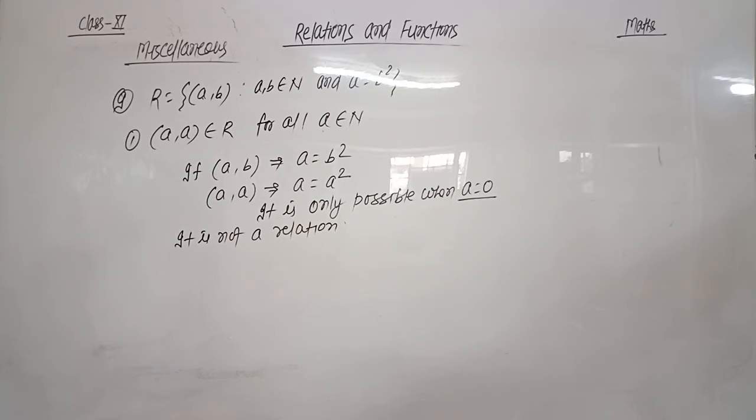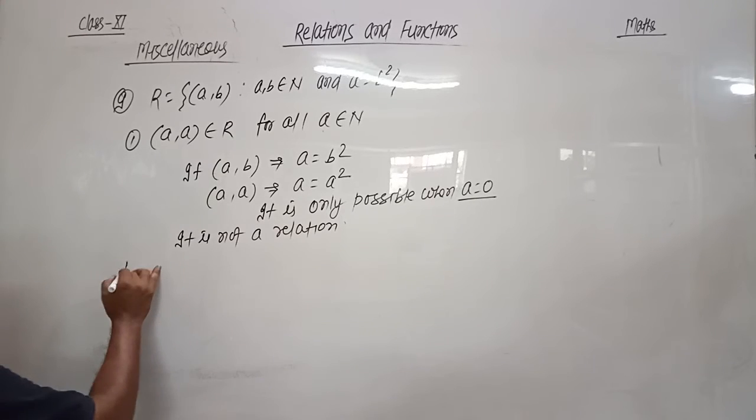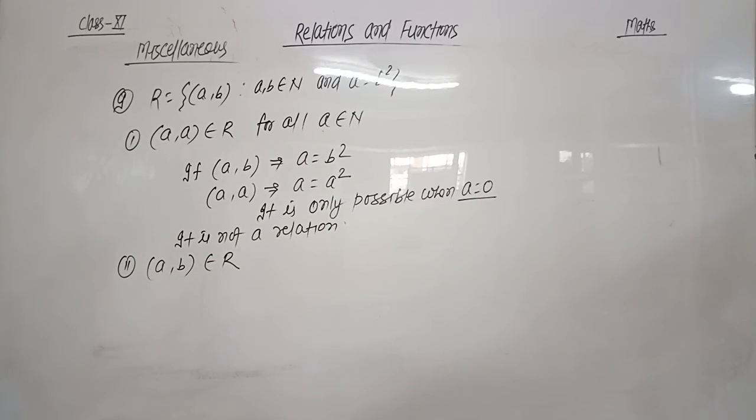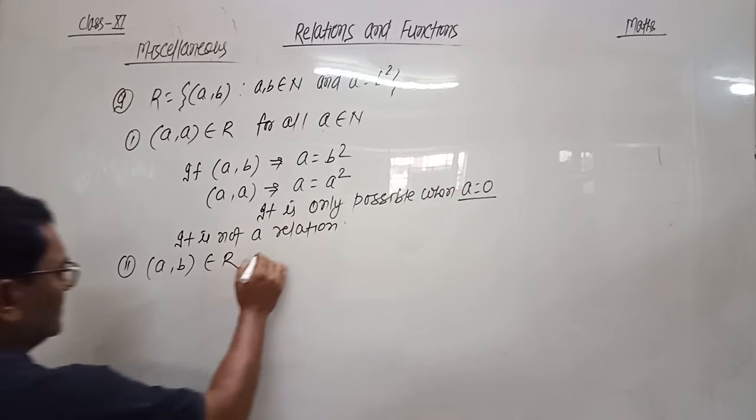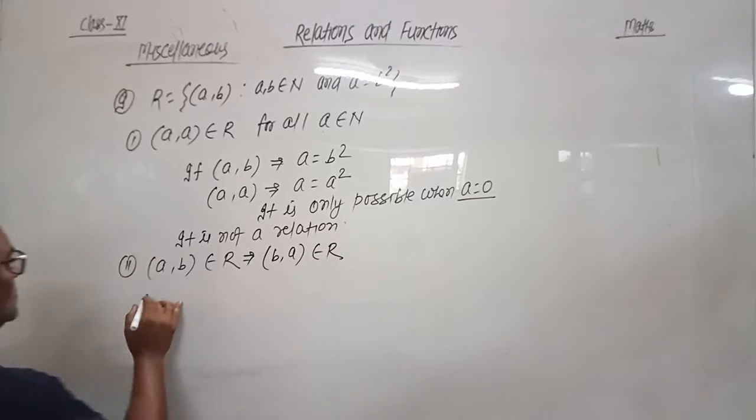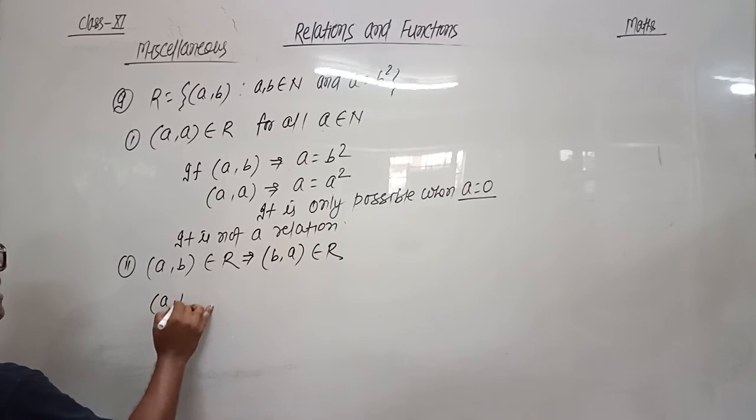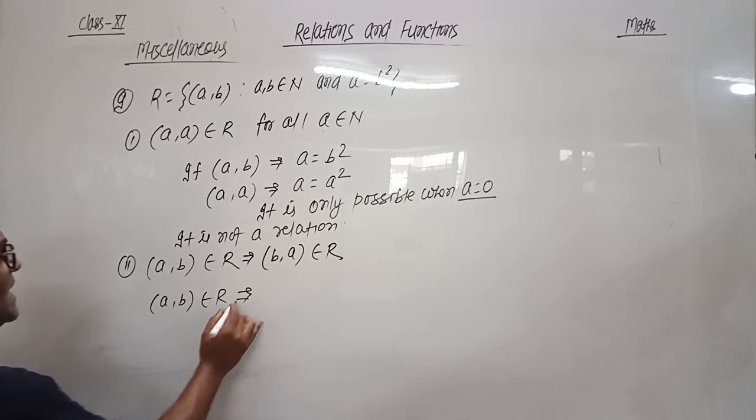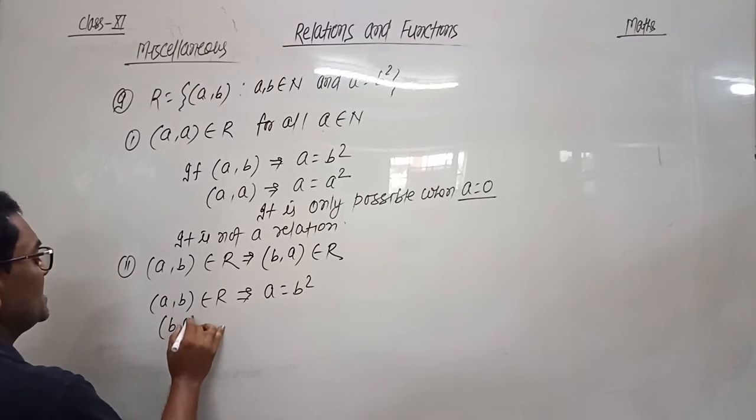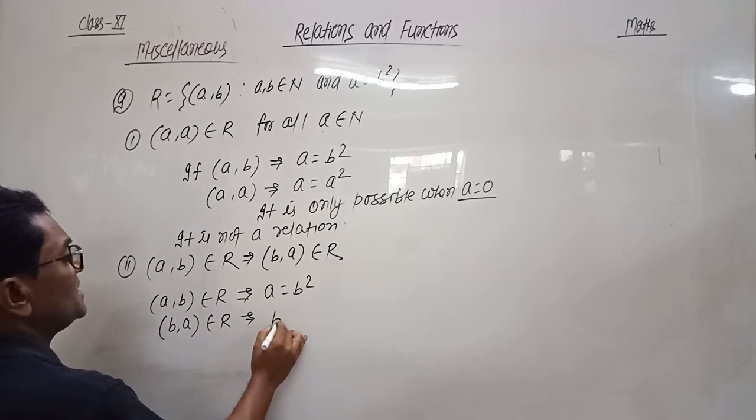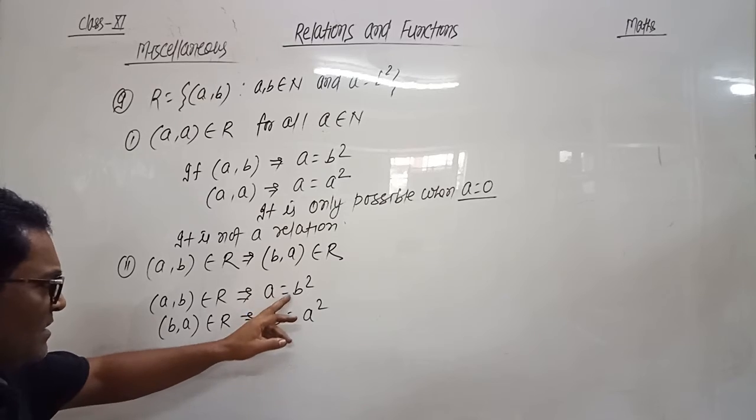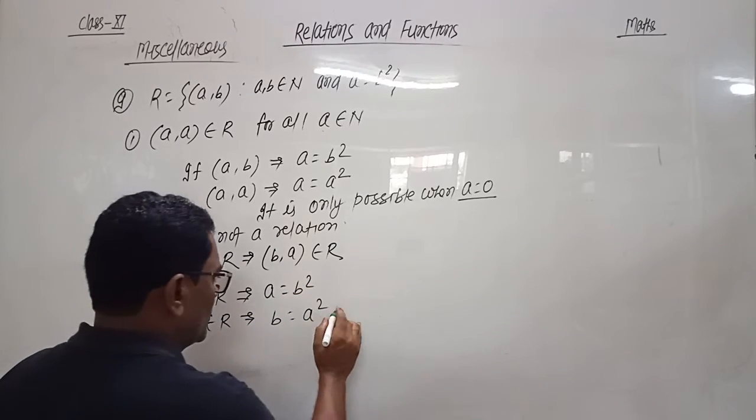For the second part, (A, B) belongs to R implies (B, A) belongs to R. So (A, B) belongs to R implies A equals to B square, and (B, A) belongs to R means B equals to A square. And we put the value of A, which is B square.